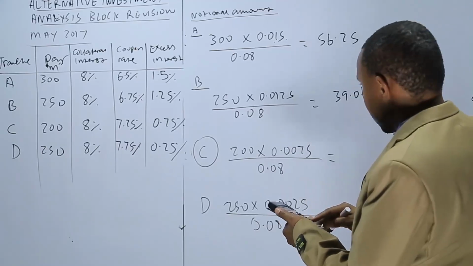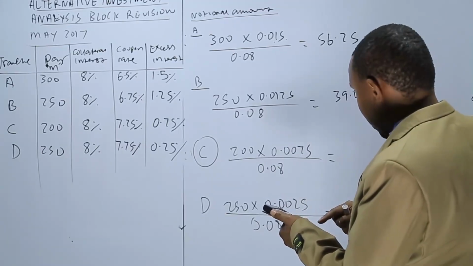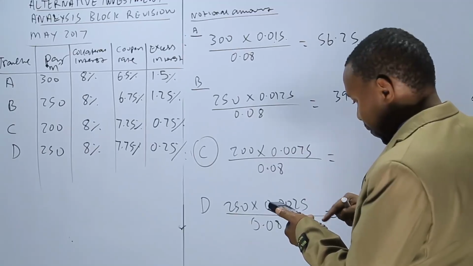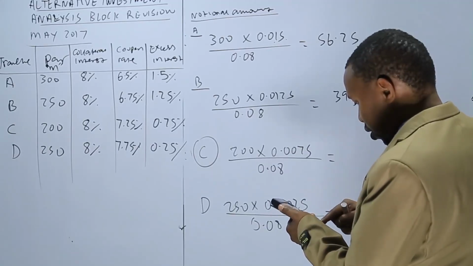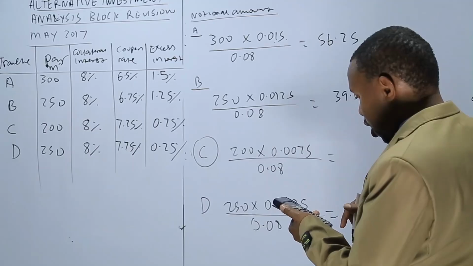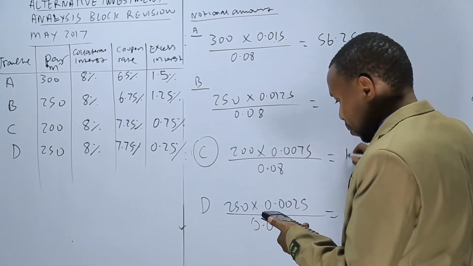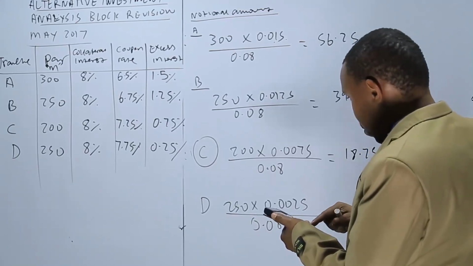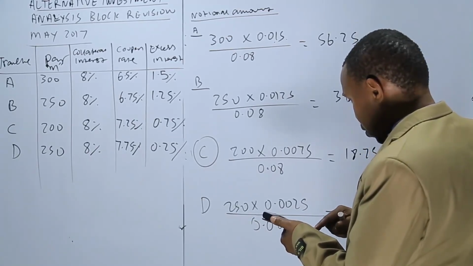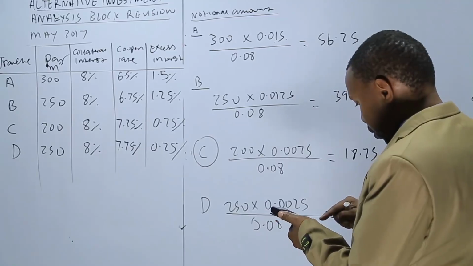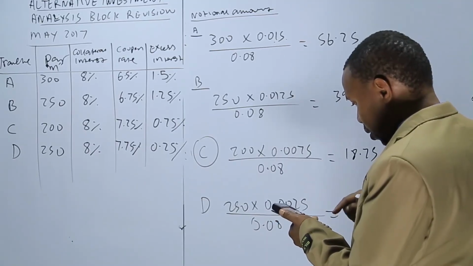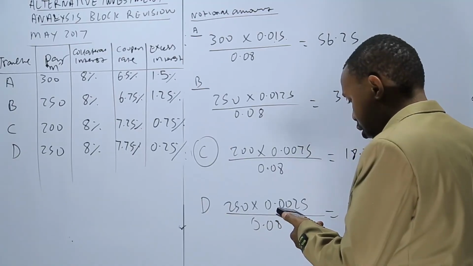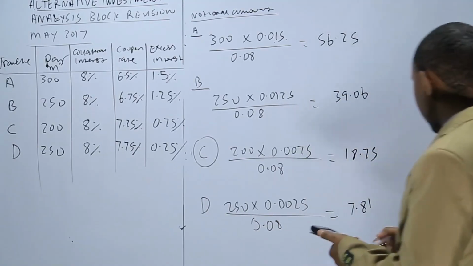Two decimal places. So it's 200 multiplied by 0.0075 divided by 0.08. We have 18.75. Like that. And then this is 250 multiplied by 0.0025 divided by 0.08, which gives 7.81. We can say 7.81.